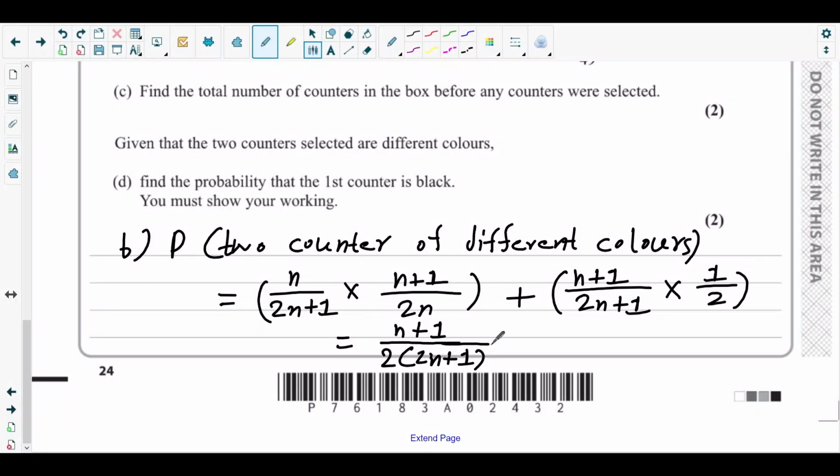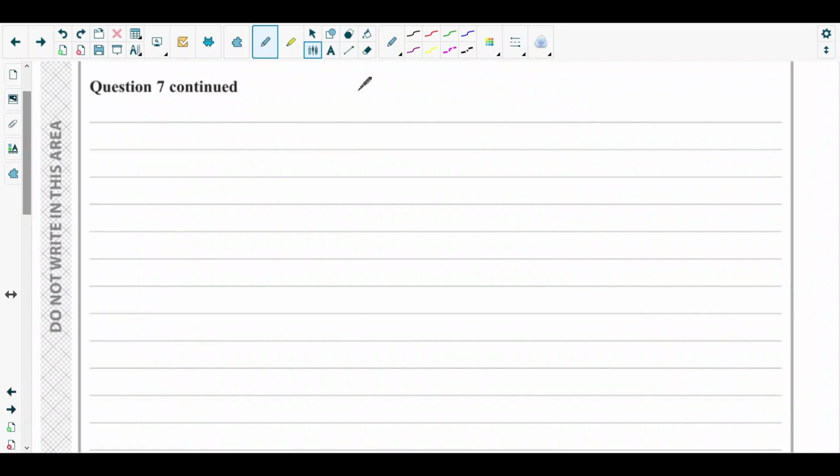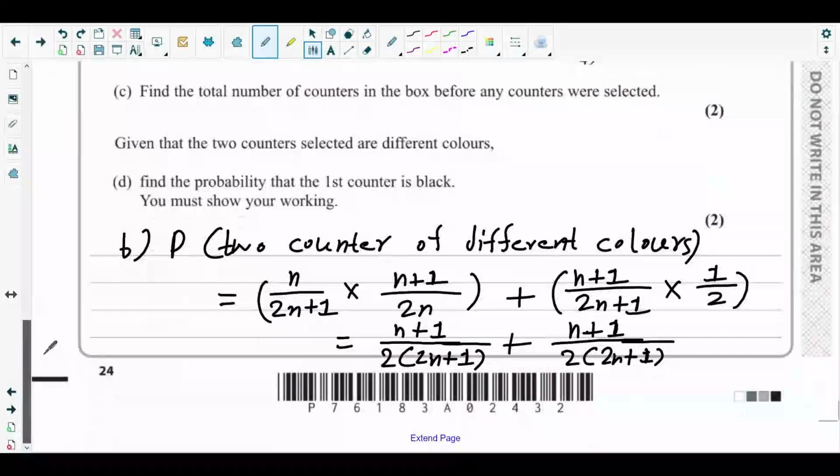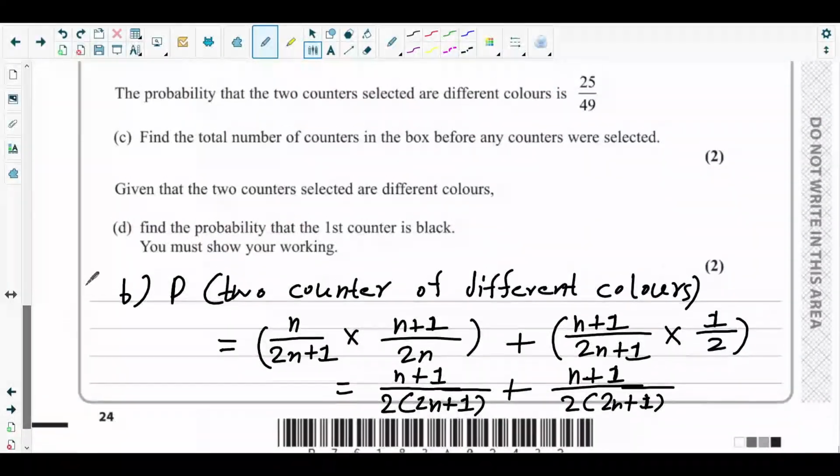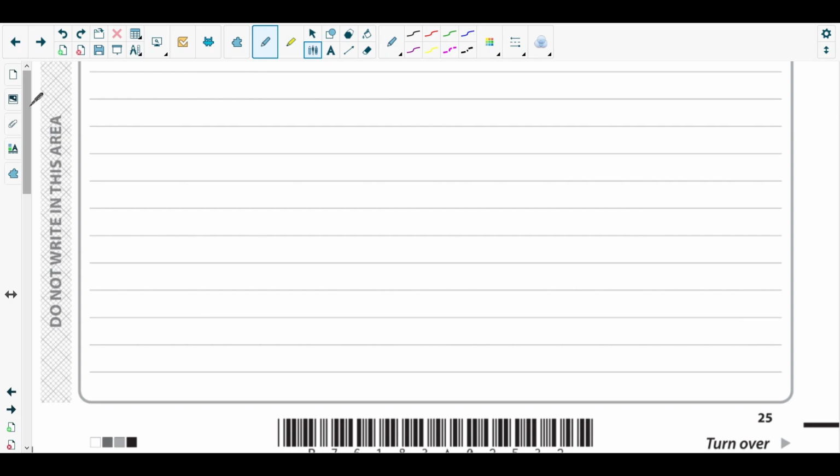Right? N plus 1 over twice of 2n plus 1, and here you are getting the same: n plus 1 over twice of n plus 1. Now take LCM. In the denominator, we can take LCM as twice of 2n plus 1. So in the numerator, it would be n plus 1 plus n plus 1.